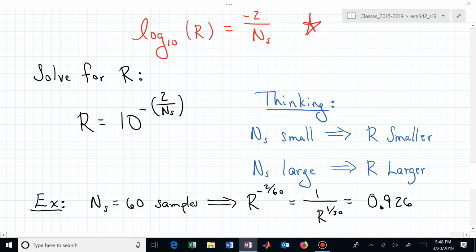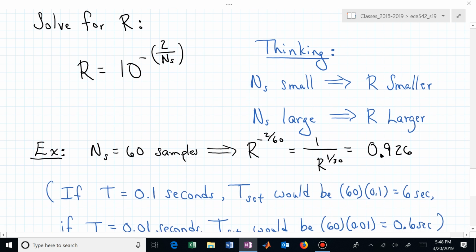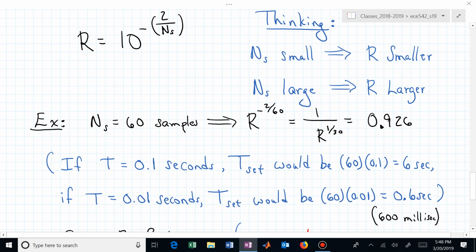But now suppose n sub s is 60. Then we can plug that into our formula, and we see that the radius of our dominant poles needs to be 0.92. So we're not very far into the unit circle. But that's quite a few samples, 60 samples to get to our 1% settling time. What that means in terms of absolute settling time depends on the sample period.